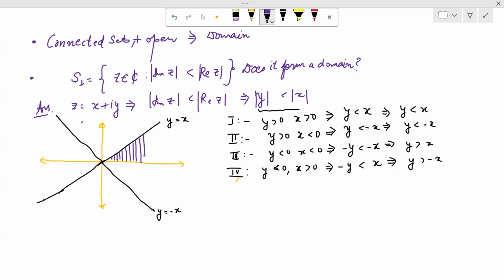And please remember, I'm not including this line. Okay, so this line is not included. What would be the region y less than minus x? So this is y equals minus x. So y less than minus x would be this region.